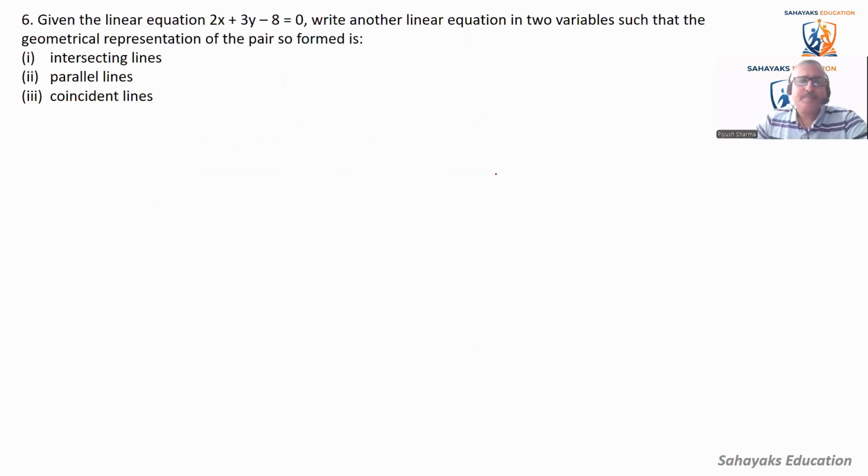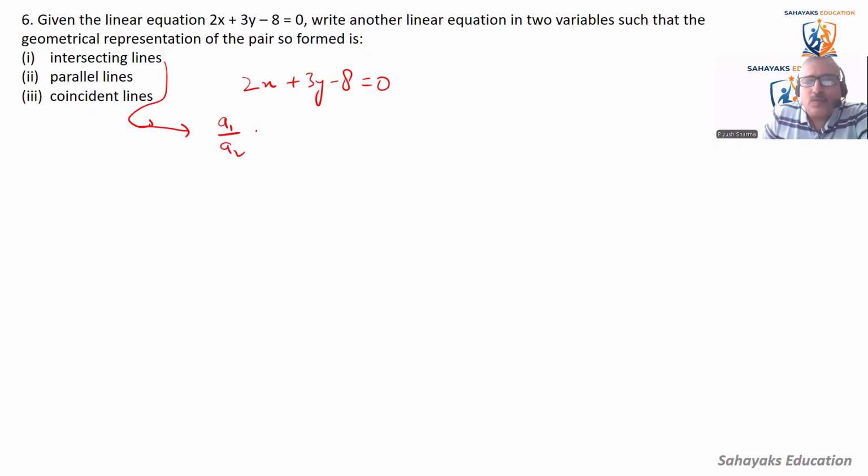Coming to next question. Given the linear equation 2x plus 3y minus 8 is equal to 0, write another linear equation in two variables such that the geometrical representation of the pair so formed is intersecting lines, parallel lines, and coincident lines. So they want us to create the equation. So the equation is 2x plus 3y minus 8 is equal to 0. And we know, for intersecting lines, A1 by A2 should not be equal to B1 by B2. Okay, A1 by A2 should not be equal to B1 by B2.